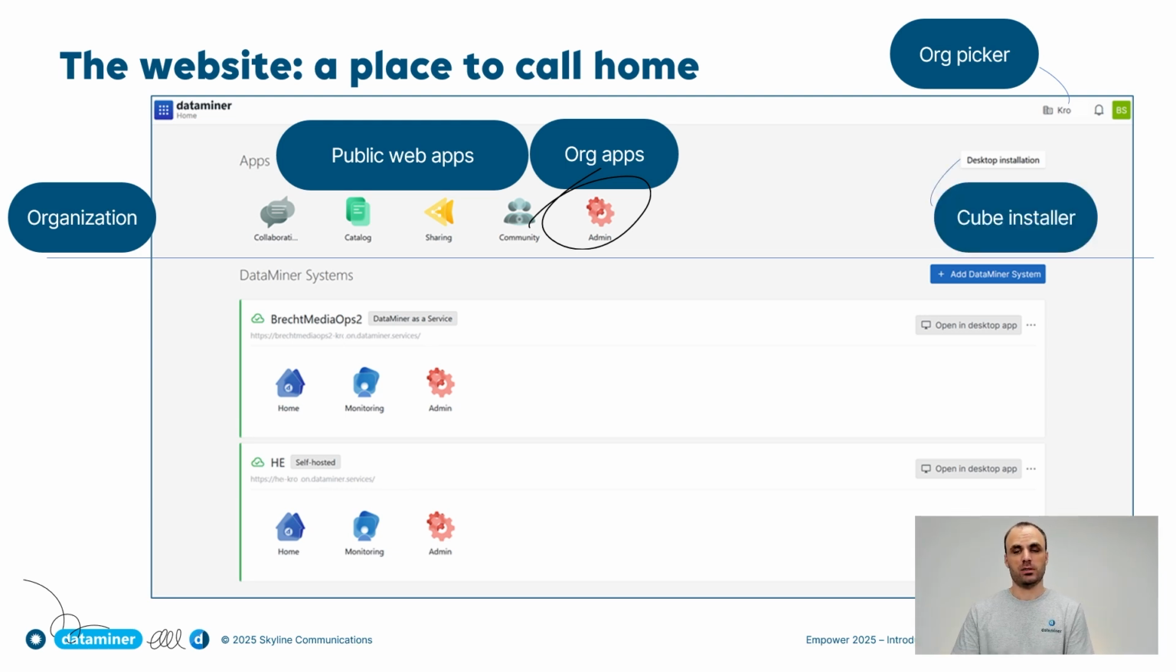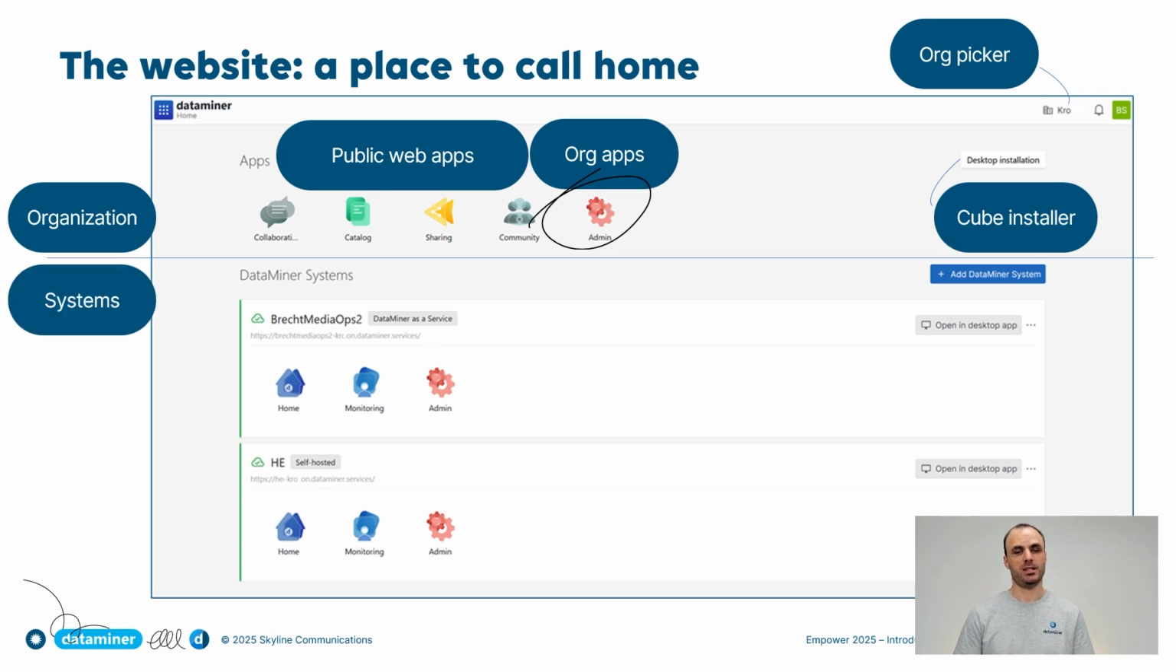Oh, and that little button, almost forgot, is the Cube installer. If you prefer to still work via DataMiner on a desktop application, you can do so. You can install the trusty Cube and work with that. Even if you are using DaaS, even if your system is in the cloud, you can use Cube to remote access your system and work as maybe you're used to in that application.